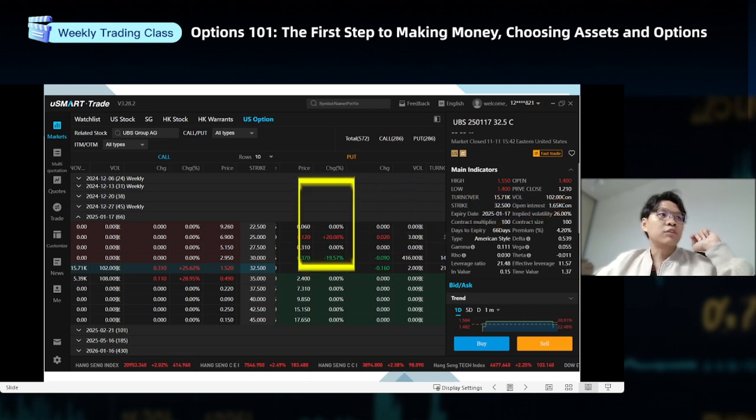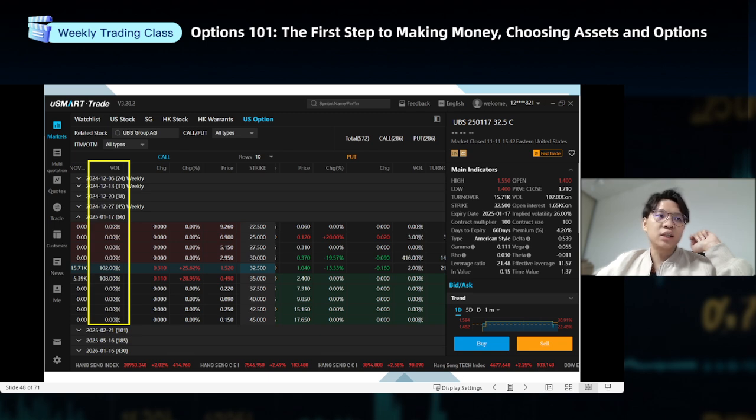But if you check on the volume, you can see that the volume is actually concentrated across just 2 strike prices. So it will be a very limited choice for you because you can only place the trade at limited strike prices, and it may not be very favorable for you. So in this case, we abandon the options for UBS.